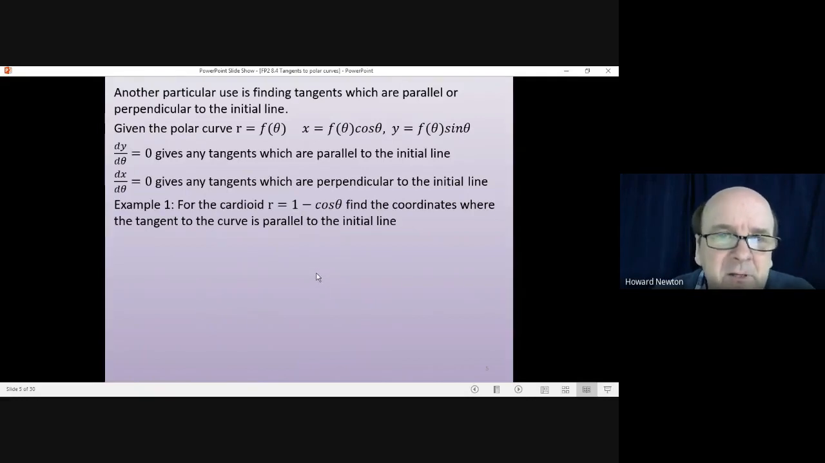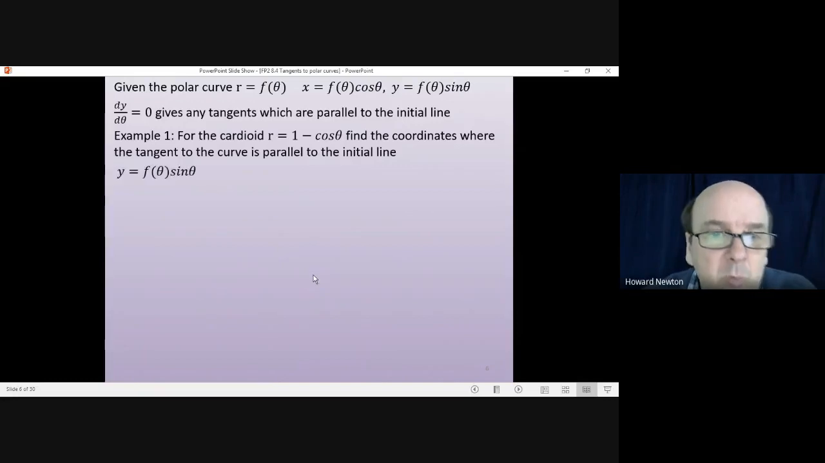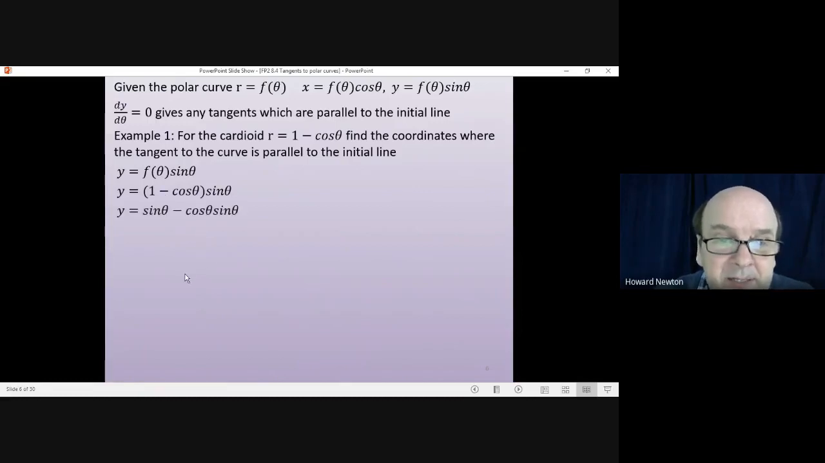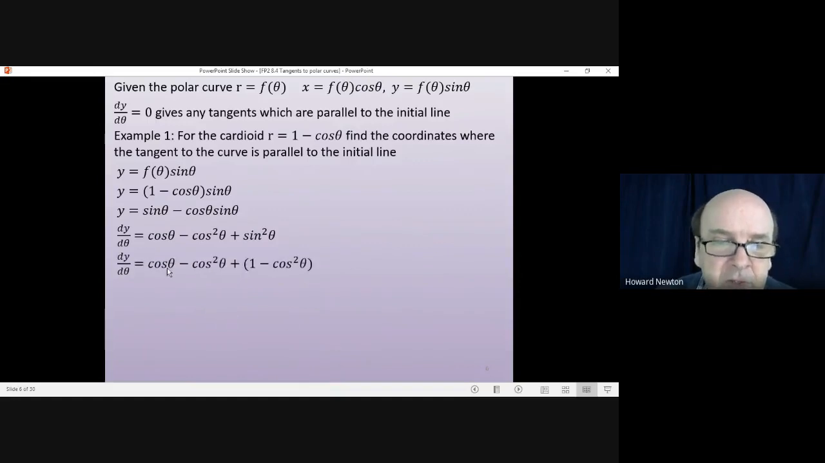Okay, let's have a look. So we'll be using y equals f of theta sine theta because we want the tangents which are parallel to the x-axis. f of theta in this question is 1 minus cos theta. Multiplying out the brackets gives us that. Differentiating with respect to theta gives us cos theta minus cos squared theta plus sine squared theta. And then writing sine squared as 1 minus cos squared will give us that. Collecting all the terms together gives us that.